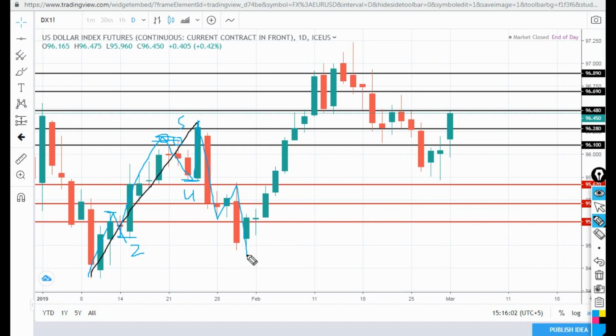This is your simple ABC zigzag pattern, like A, B and C. And after it, the market goes back again like this, and then it goes up for another impulse. So this will be the third wave, and this whole wave is called like this. This is your first, second, third and fourth. Now you are in a fourth correction.